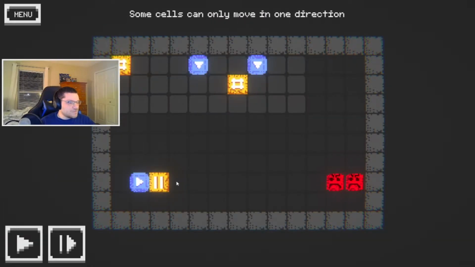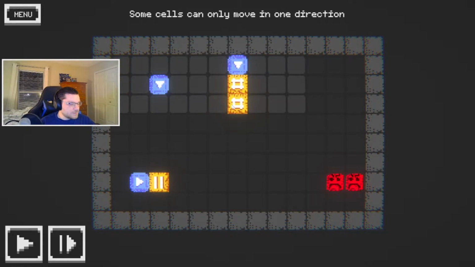Some cells can only move in one direction. So basically what you're saying is, if anything, I'm probably guessing that at some point we're probably going to need this, right?